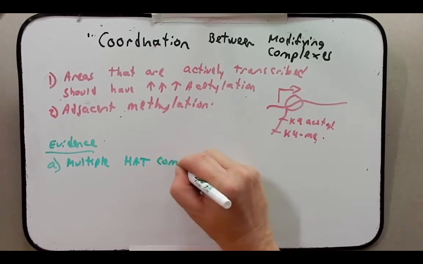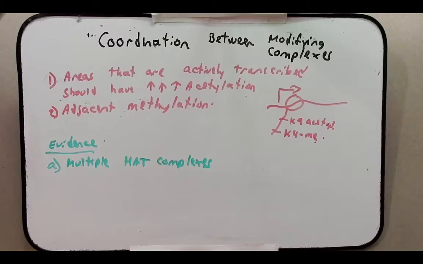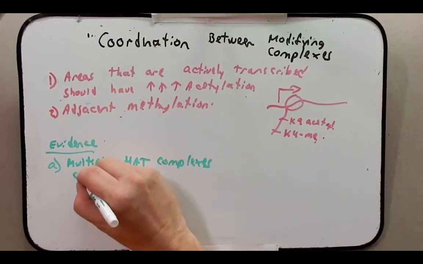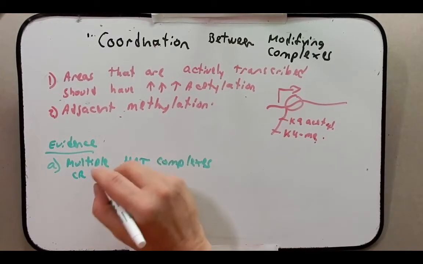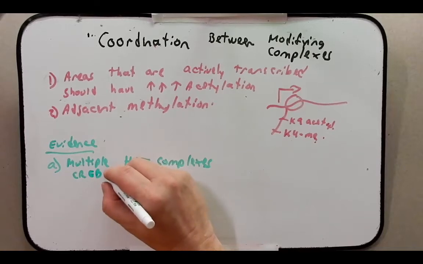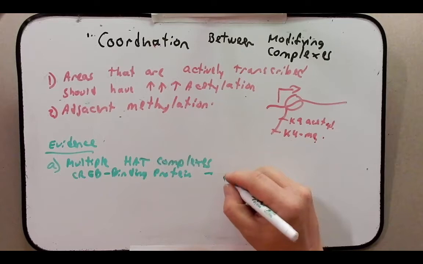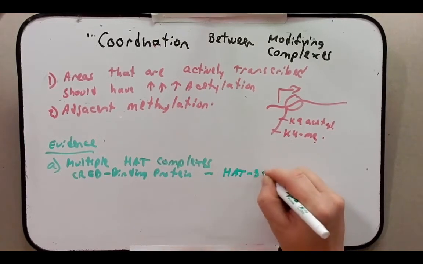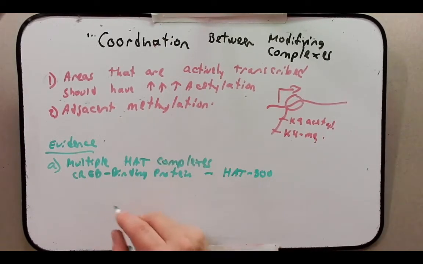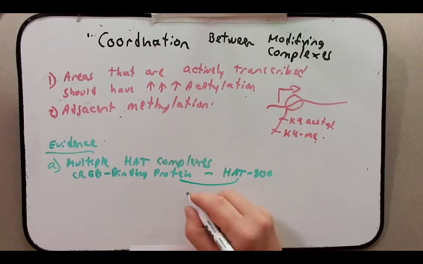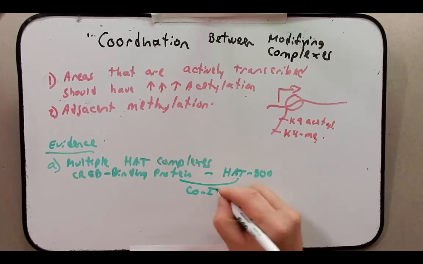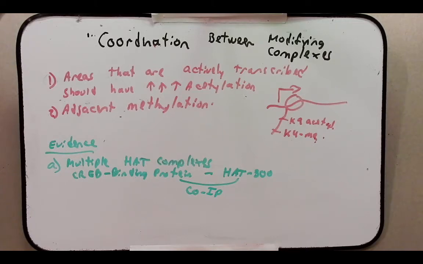HAT complexes working together. For instance, the histone acetylation complex called CREB binding protein is often working at the same time that the HAT p300 is working. In addition, these two often co-immunoprecipitate with each other, indicating that they're working together and actually binding with each other.